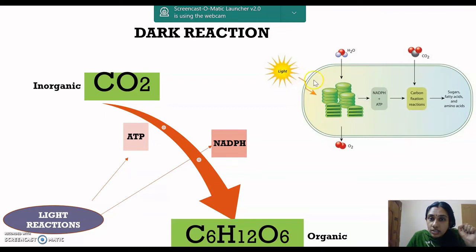Here the light energy is trapped by the activity of pigments into the chemical bonds of ATP, and also water molecule is splitting up in the presence of light by the process of photolysis, and hydrogen is released. That hydrogen is utilized in the formation of NADPH and the remaining oxygen is released.